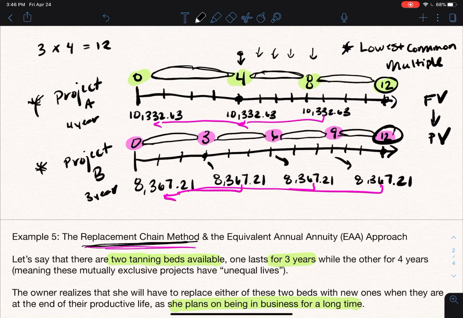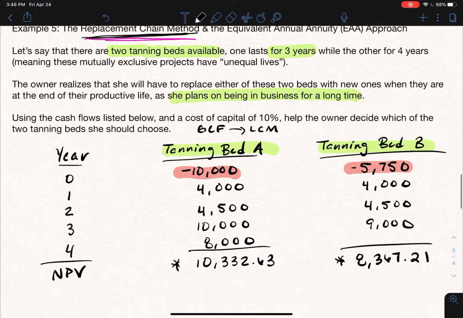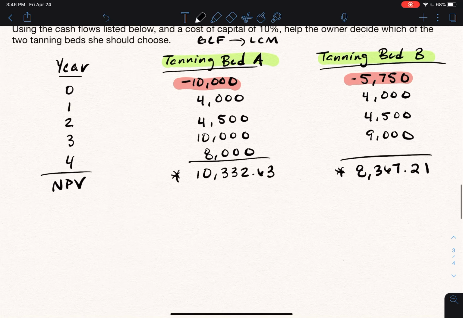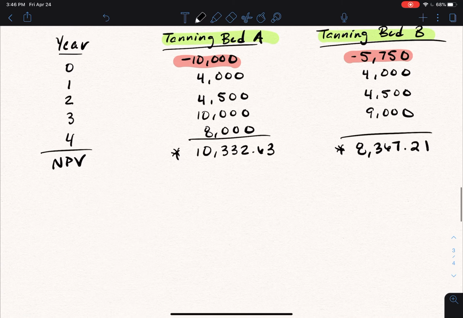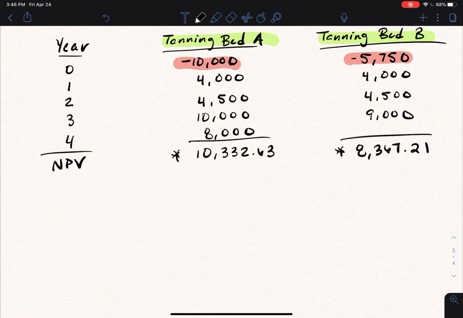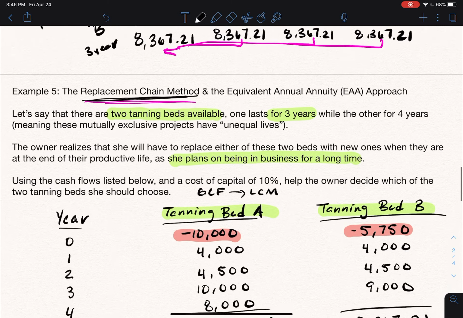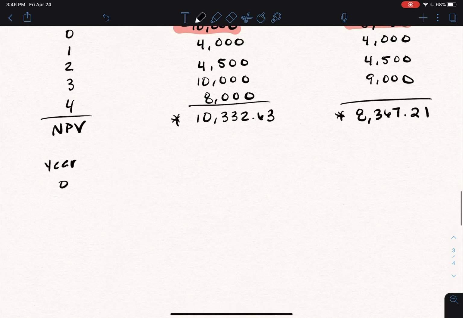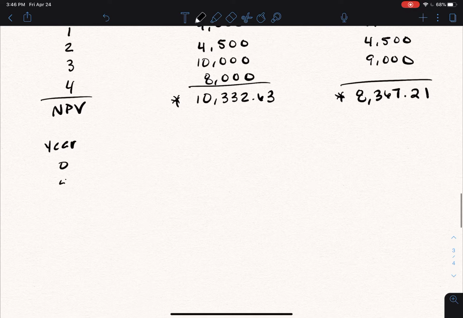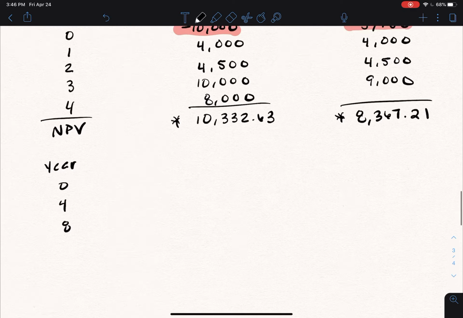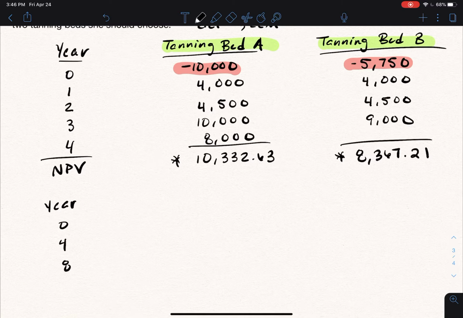And I'm going to demonstrate that. There's a little bit of algebra, but I'm going to demonstrate it for you. So what I'm going to do is I'm going to come down here and I'm going to rewrite this up. So we have year 0. I'm going to have to do this 2 separate times because the lengths come up at different times. But for project A, we have year 0, year 4, and year 8. The cool thing is that the cash flows stay the same in this case.